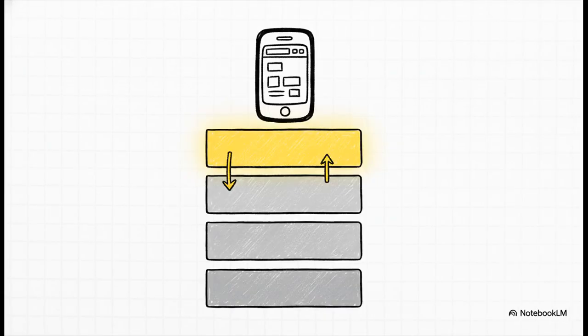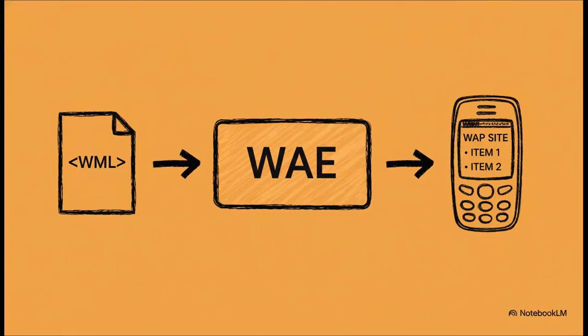And here we are, at the very top of the stack, the application layer. This is the one that the microbrowser and the actual web content interact with. The Wireless Application Environment, or WAE, pretty much defines the world where these little mobile apps lived. It provides the whole framework for the WML language and tells the phone how it should interpret and display all the content. This is where everything finally comes together for the user.